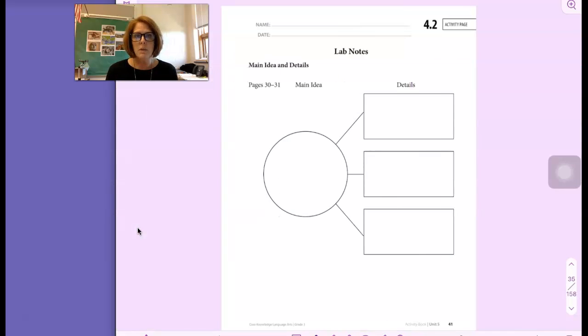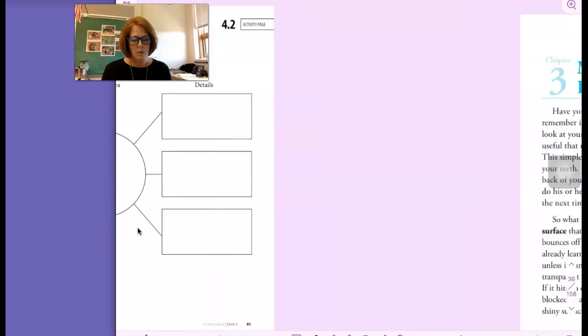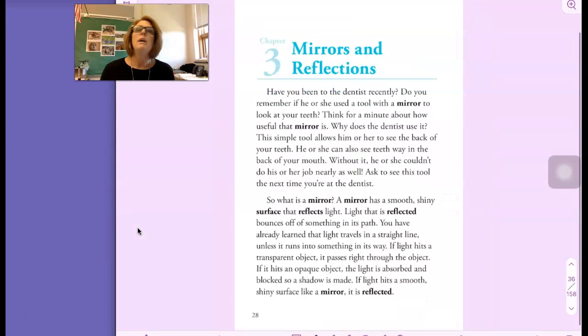So, what we're going to be doing on activity book 4.2, we're going to take specific pages from this chapter and find the main idea and details from those pages. And then at the end, you are going to write the main idea of both of these sections. So let's go ahead and get started.